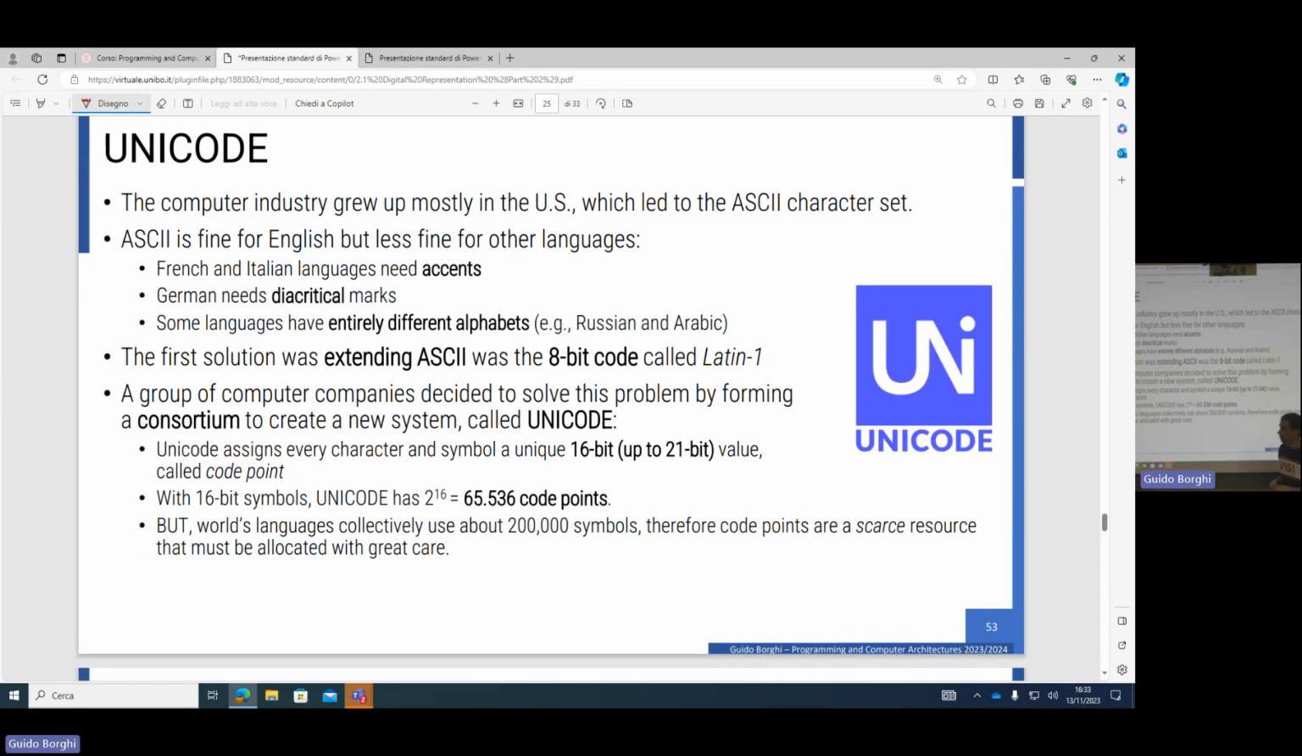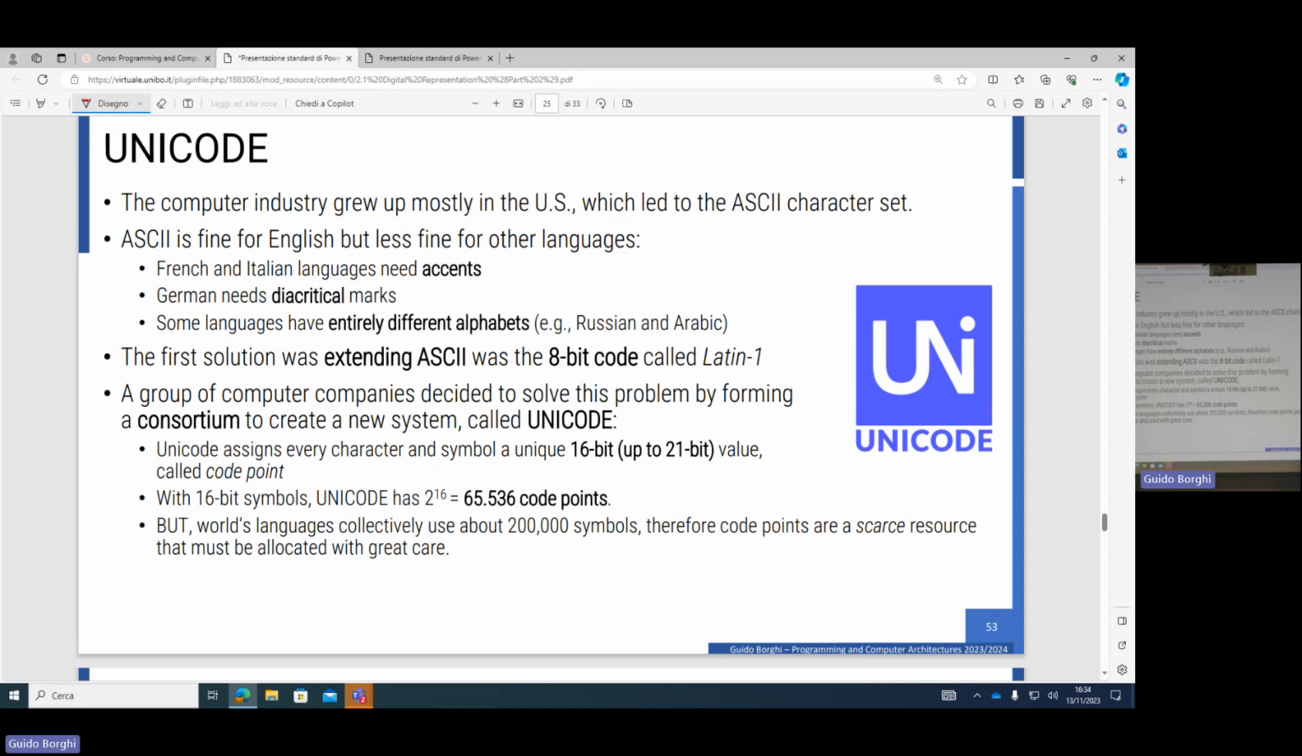One of the first solutions proposed was extending the ASCII, using the so-called Latin 1, which was an 8-bit code representation. So they added a single bit of representation. ASCII is 7 bits, Latin 1 is 8 bits. So we can have more representations, more values, more characters, but that was not enough.